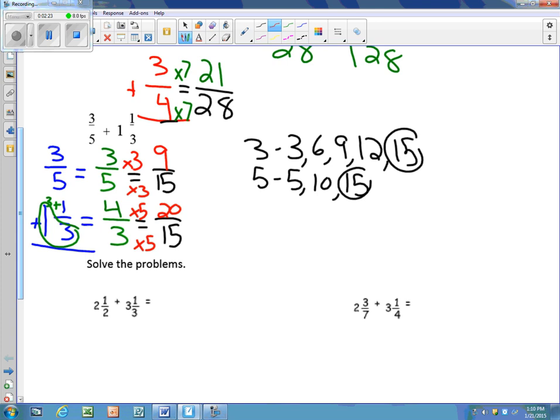And when I add these two together, I get 29/15. And when I divide 29 by 15, I know that it goes in 1 and 14/15.